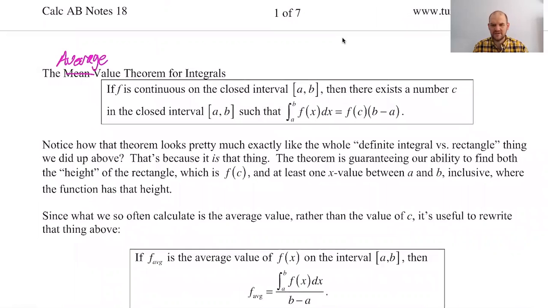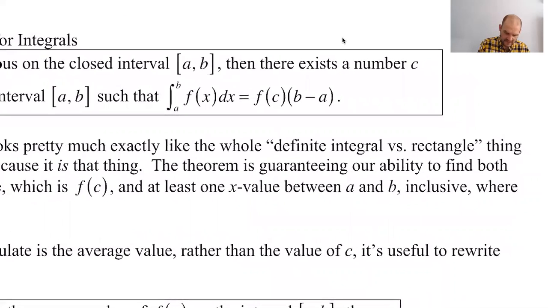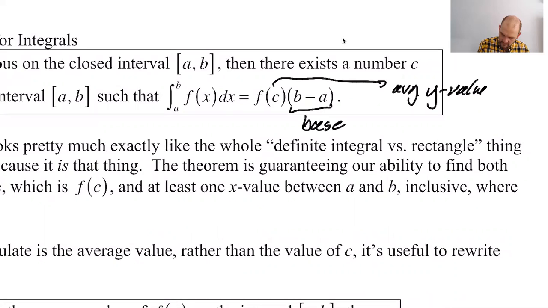Here's what it says. If f is continuous on the closed interval from a to b, then there exists a number c in the closed interval [a, b] such that the integral from a to b of f of x dx, so that's the total area, that's when the slushy's all moving all over the place, is equal to f of c times b minus a. This is the rectangle, right? So this is your base, and then this, the average value, that's the average y value, is the height of the rectangle, right?